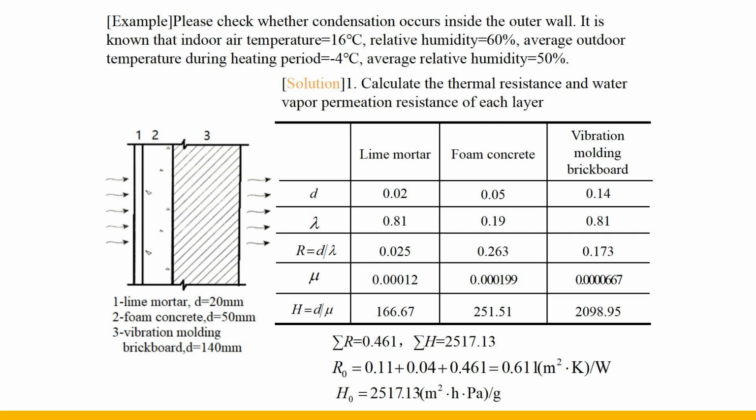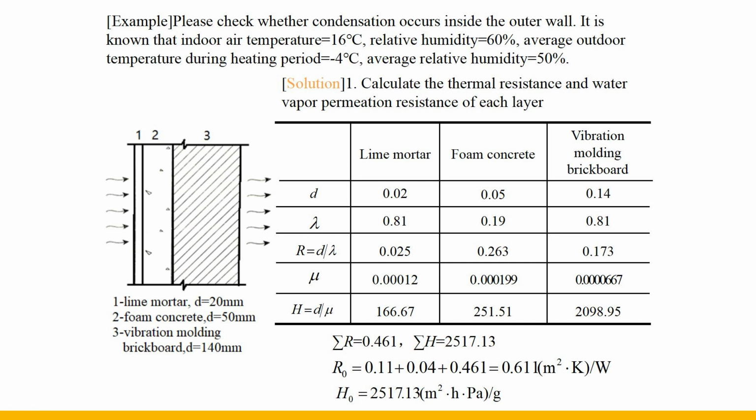The solution to this problem is, first, find out the thermal conductivity and water vapor permeability coefficient of each layer of material, and calculate the thermal resistance and water vapor permeability resistance of each layer. Secondly, according to the indoor and outdoor temperature and humidity, find the indoor and outdoor saturated water vapor partial pressure and calculate the indoor and outdoor actual water vapor partial pressure.